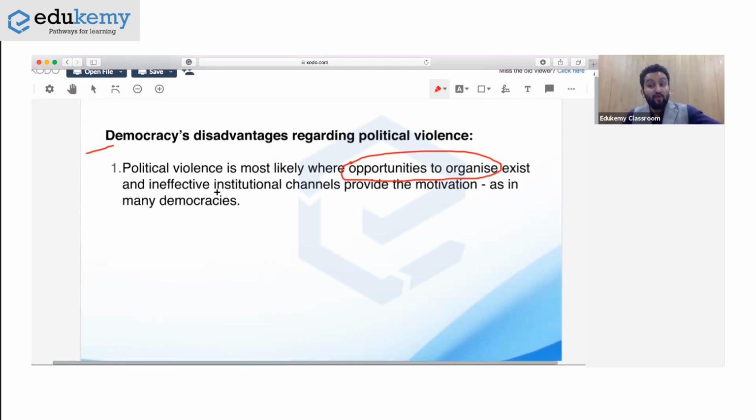Then what is going to happen? You have democracy, so these people are collating themselves. These people are uniting themselves and building a consciousness to fight against the government. And your institutional failures are going to supplement them. So it will provide them motivation to use political violence.